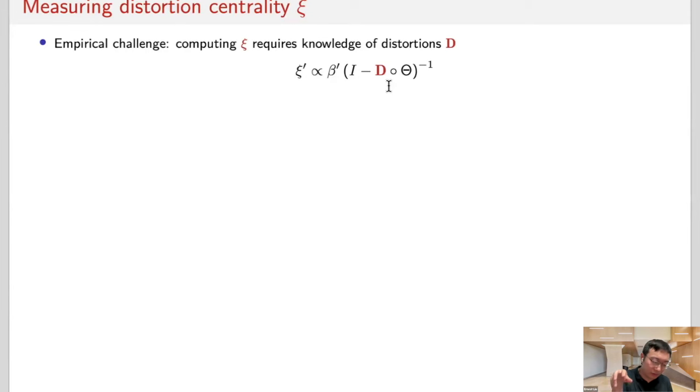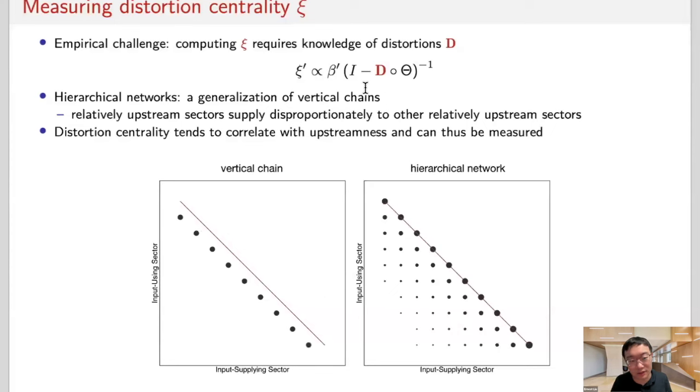But I have shown you the vertical example where, even though the magnitude of distortion will determine the aggregate effect of intervention, the ranking of which sector should be picked first doesn't really depend on the size of distortion in a vertical example. And we can actually generalize that to a hierarchical network.